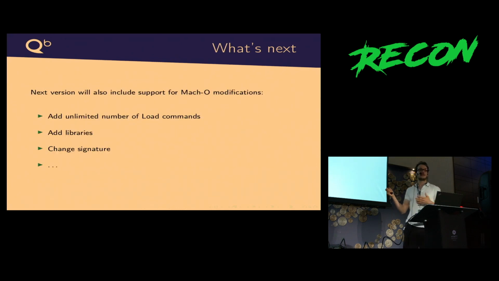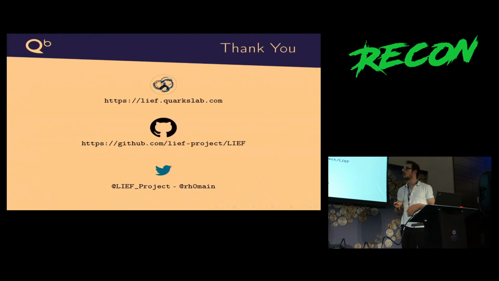The modification of the Mach-O format is not available in the public version of LIEF because we have to do some tests, but it will enable adding an unlimited number of load commands in the Mach-O format. It will also enable adding libraries as well as changing the signature, for example. The project is on GitHub, so you can compile and try it yourself. We also have some tutorials on the official website. Thank you for your attention, and if you have any questions.